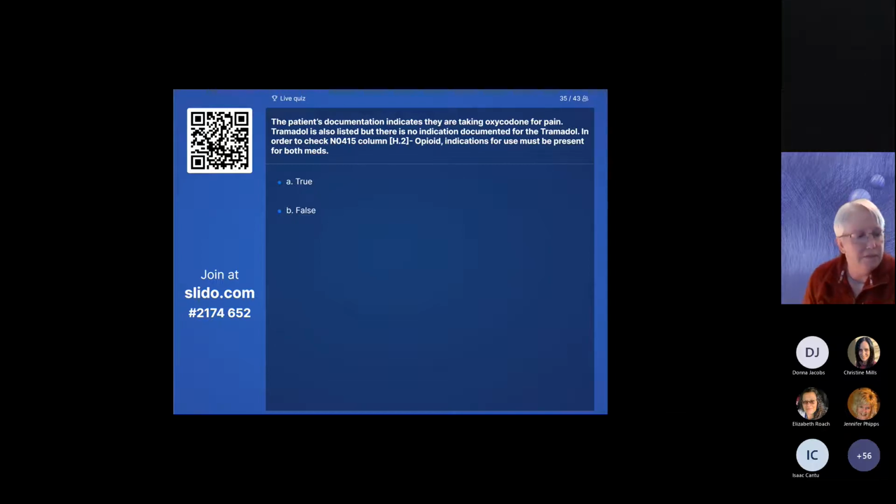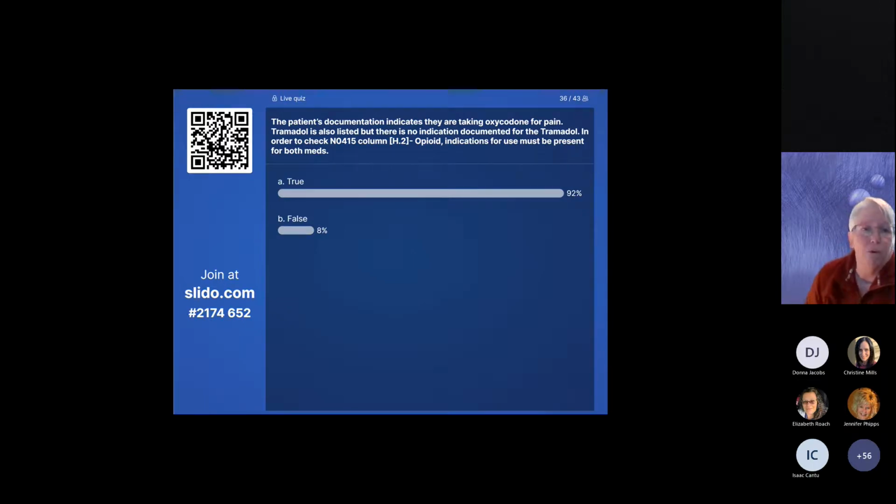So basically, if we have two meds and indications only listed on one of them, can we check off in column 2 that the indication is noted for that particular class? That answer is true. Indications for use must be present for both meds. That is exactly correct.